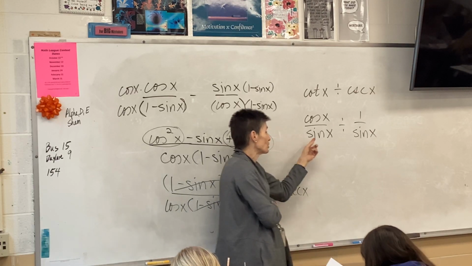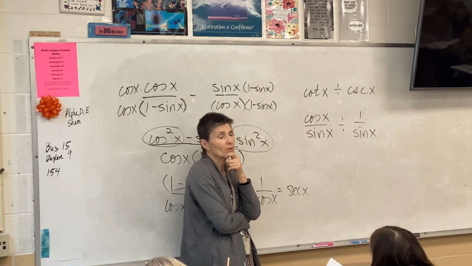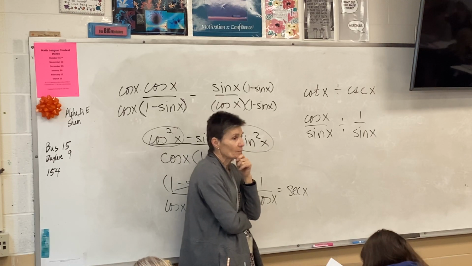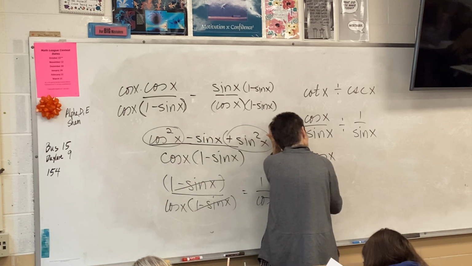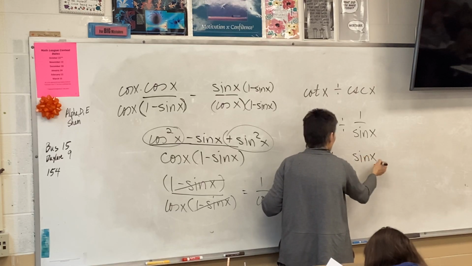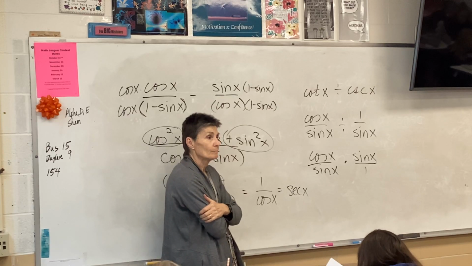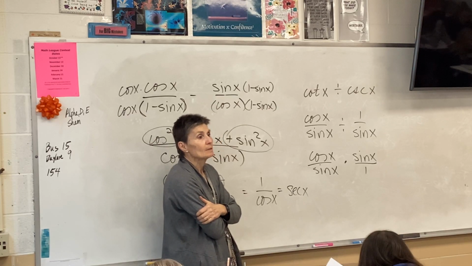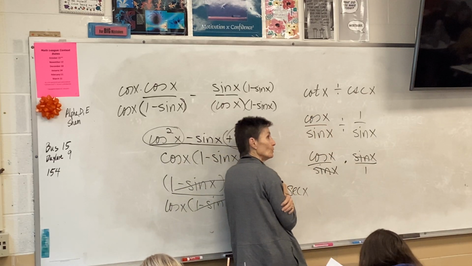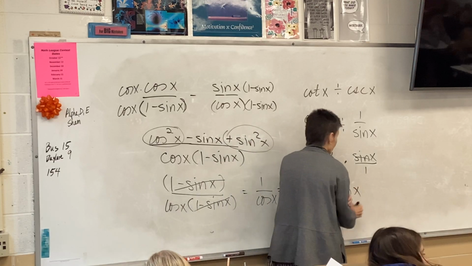Now I have a fraction divided by a fraction. What do I do? Keep, change, flip. So cosine over sine times sine over 1, I'm sorry, sine over 1. You notice anything? Cancel out the sines. And what are you left with? That big problem boiled down to cosine.